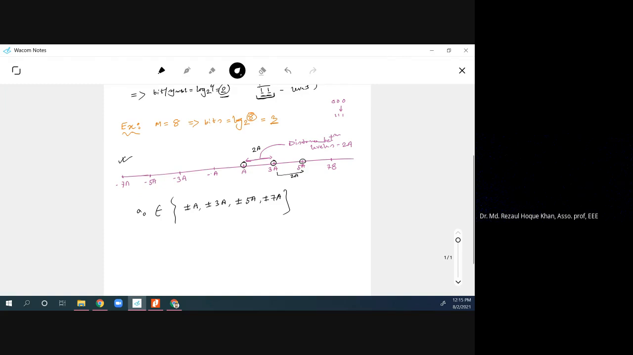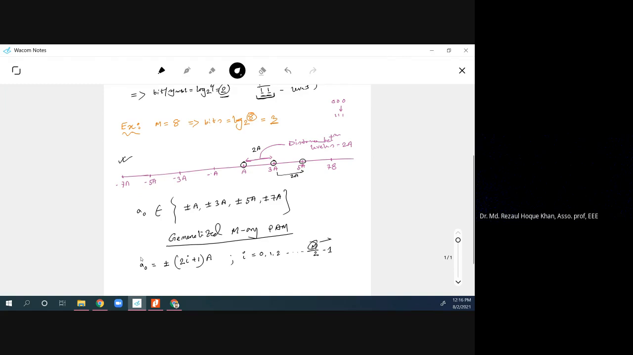So for our PAM, this is the constellation. For a generalized M-array PAM system, A0 is expressed as plus or minus (2I+1)A, where I is 0, 1, 2 up to M/2 minus 1.